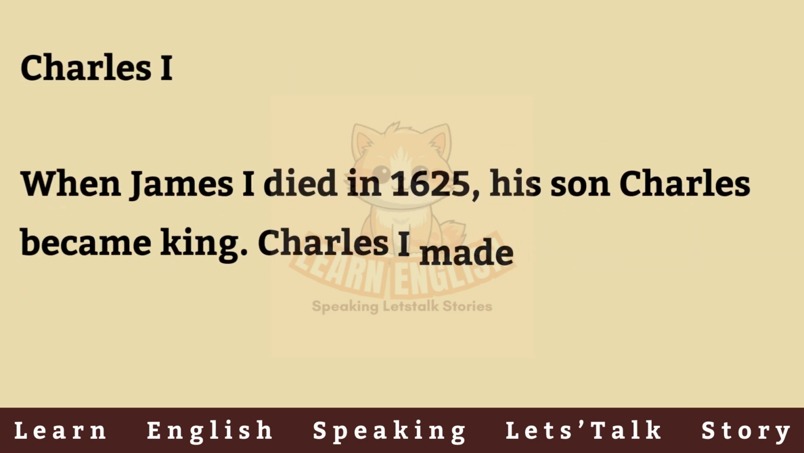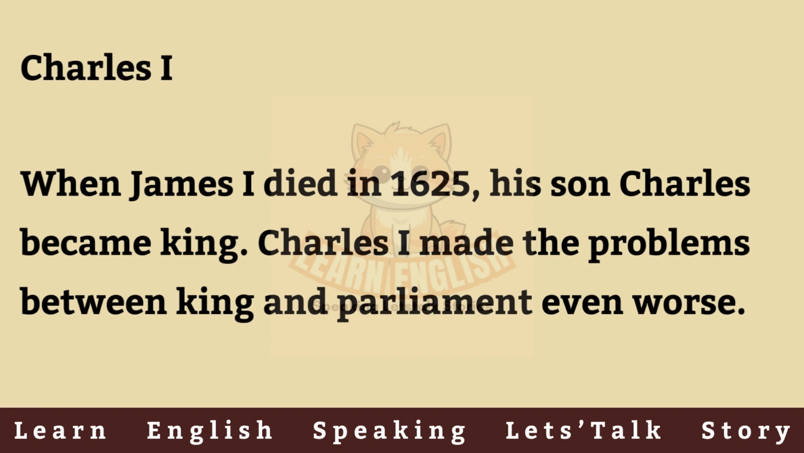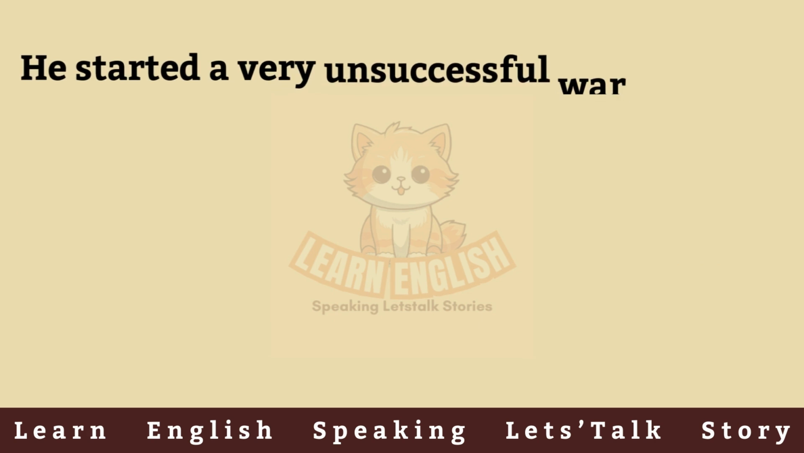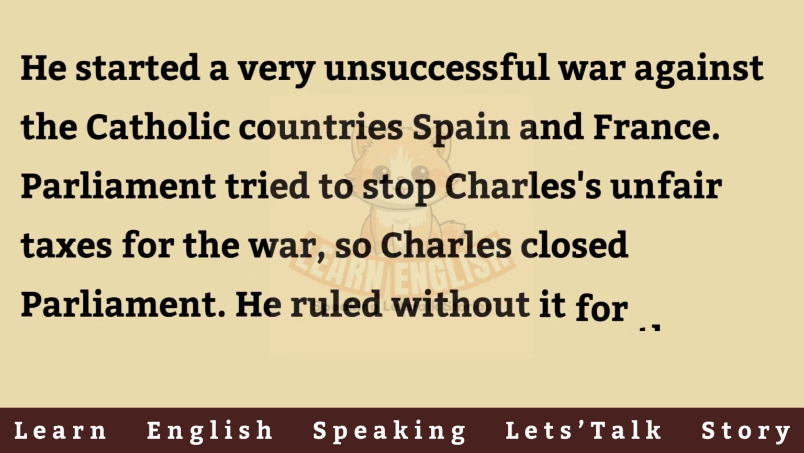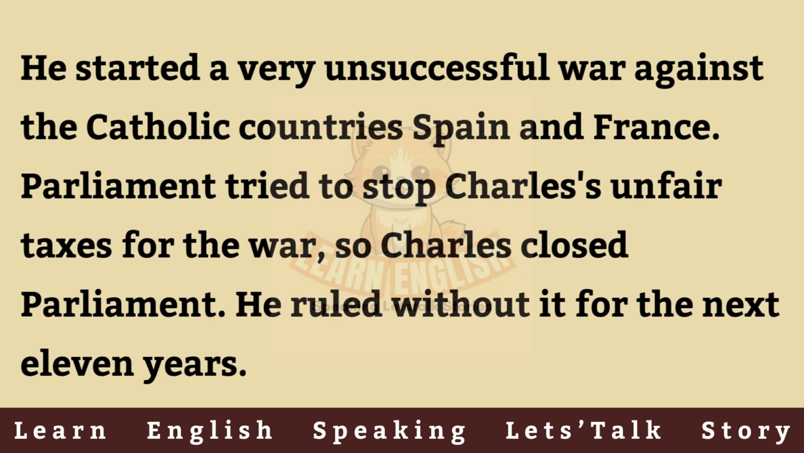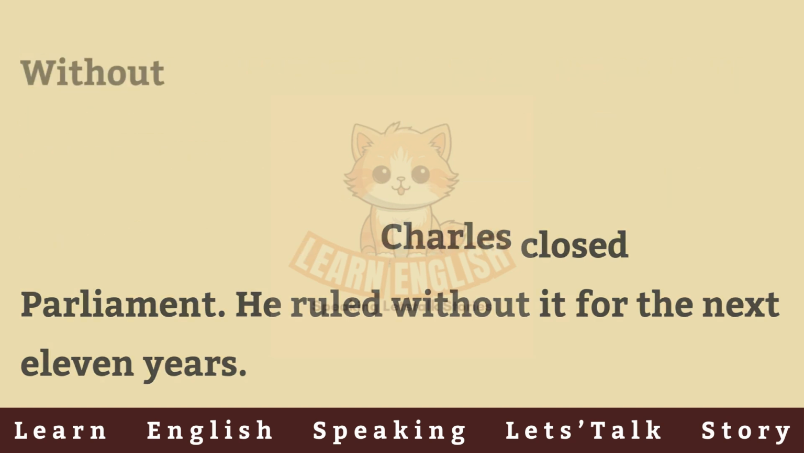Charles I. When James I died in 1625, his son Charles became king. Charles I made the problems between king and Parliament even worse. He started a very unsuccessful war against the Catholic countries, Spain and France. Parliament tried to stop Charles's unfair taxes for the war, so Charles closed Parliament. He ruled without it for the next 11 years.